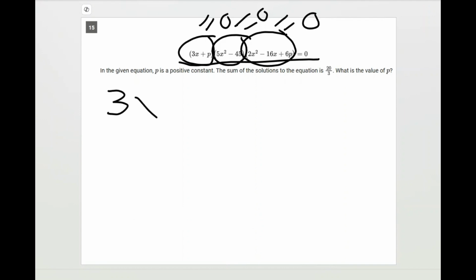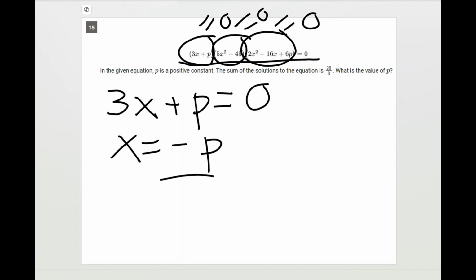Let's erase this and try the first part of the equation. Set 3x plus p equal to 0. And let's solve for x because we're wanting to try to find what the value of x is. x equals negative p divided by 3. So that's going to be our solution for x. Let's go ahead and put that in the corner, and then we'll solve for the other problem.